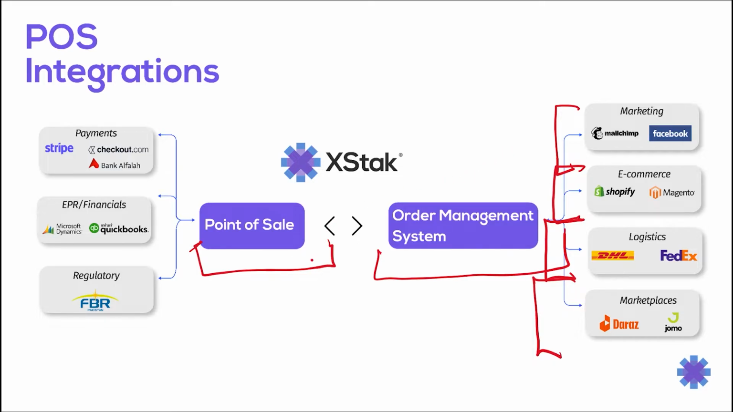On the point of sale side, obviously, based on the territory you're in, you will have regulatory compliance requirements. For example, in Pakistan, you need to be integrated with the Federal Bureau of Revenue, FBR, and in real time as transactions happen, invoices need to be synced with FBR as well, and that is available out of the box.